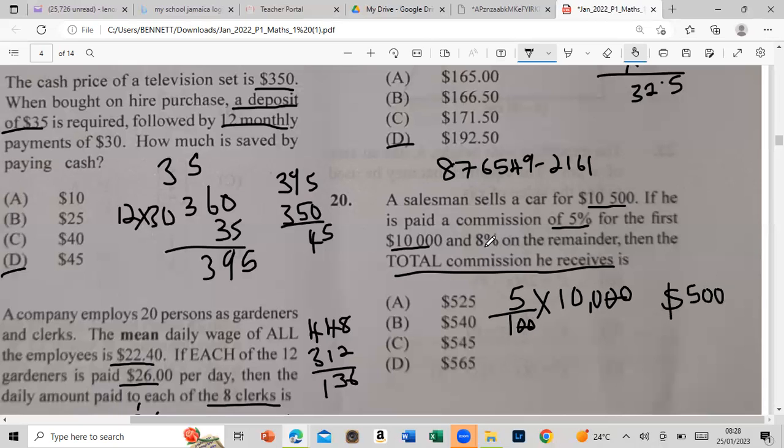So we have $500 left, right? Because 10,500 minus 10,000 gives us 500. So you're gonna find 8% of the 500. Alright, so that's $40. So he's gonna earn 500 from the first 10,000 and $40. So it's gonna be 540.